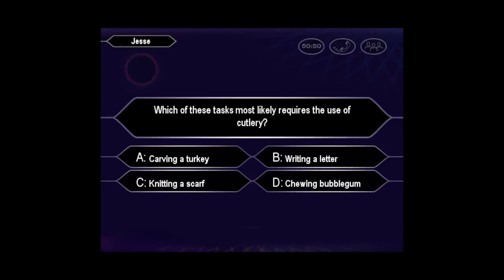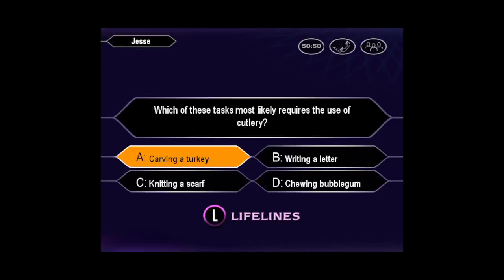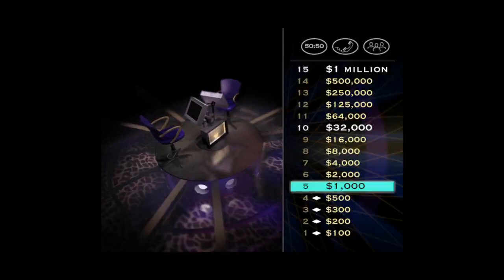So, you're pretty sure it's A. That's right. Hey, that's great. You've reached the first safe haven of the game. You can't lose the money you've won so far, even if you miss the next question.